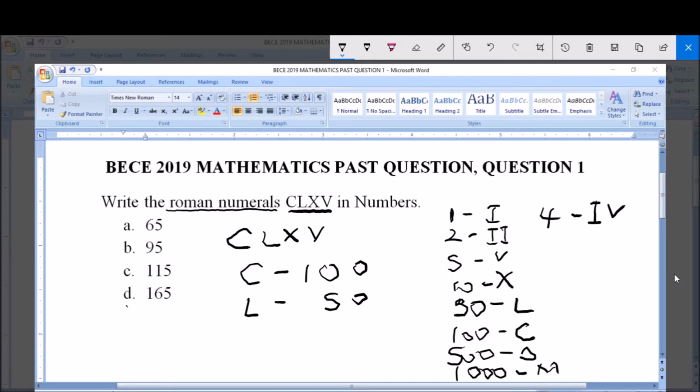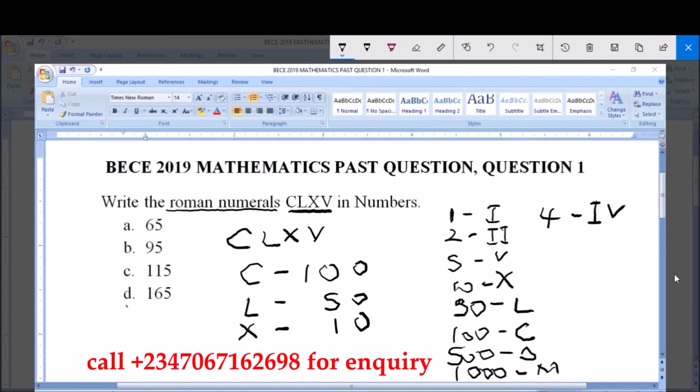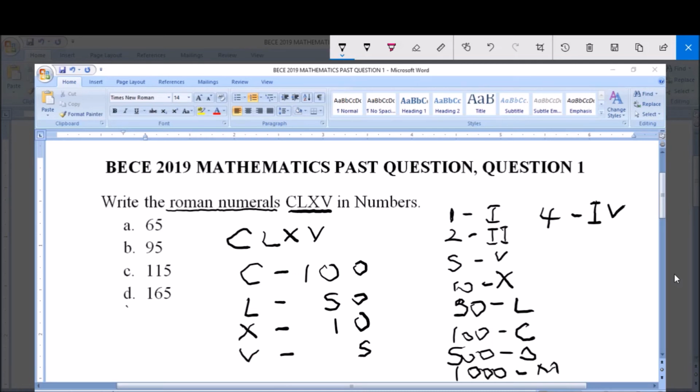Then you have the X. X represents 10, as you can see here. And then you have V. V represents 5. Look at it here, V represents 5. So now when you add all this together, you have 5, you have 6, and you have 1.